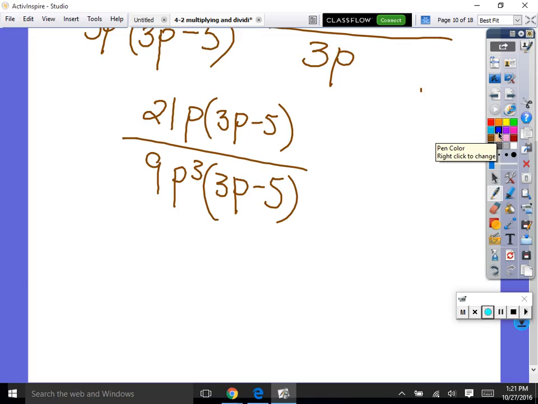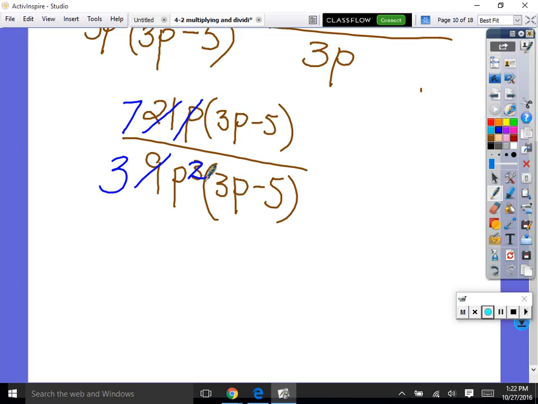And now we'll simplify. So we have 21 over 9. But don't they both divide by 3? Okay, let's do that then. So that's 7. Guys, there's too much talking going on. So they both divide by 3. So we have 7 over 3. P over p cubed is p squared on bottom. So p squared on bottom.